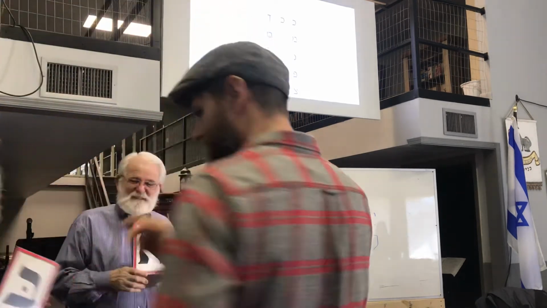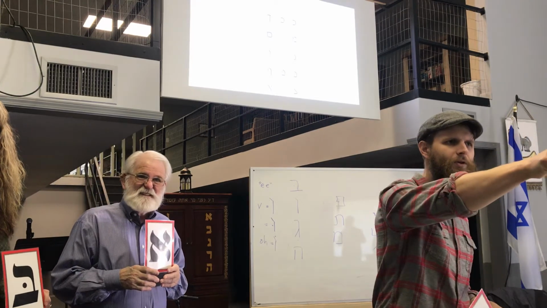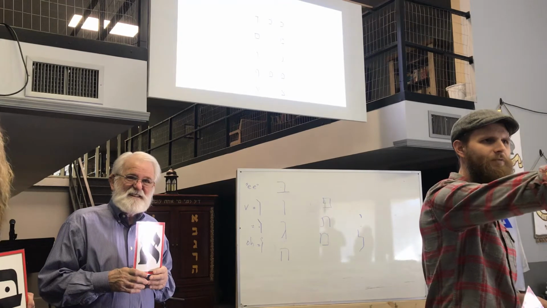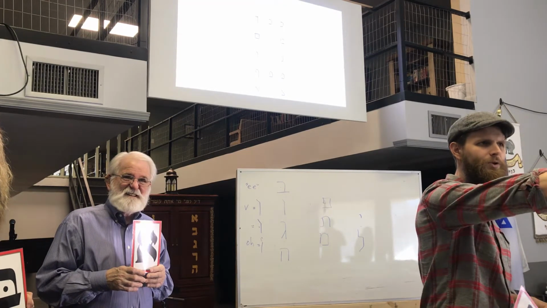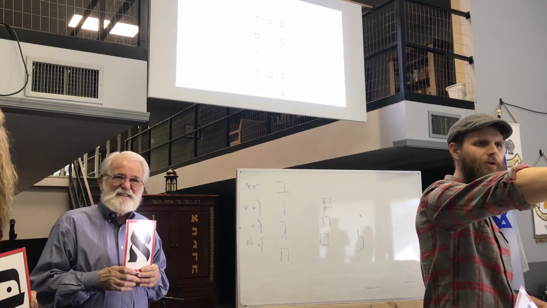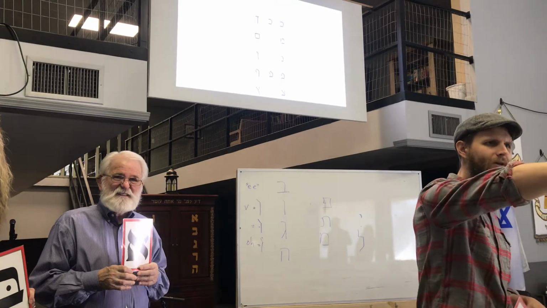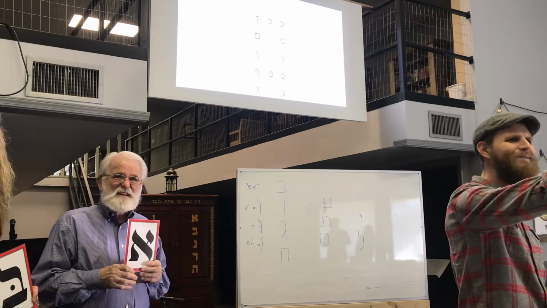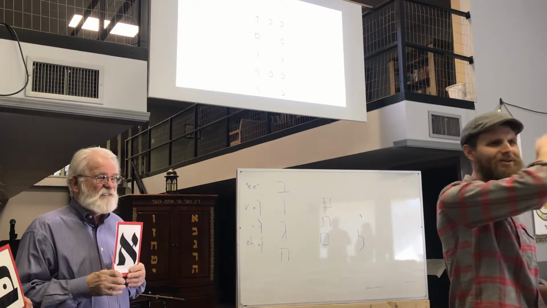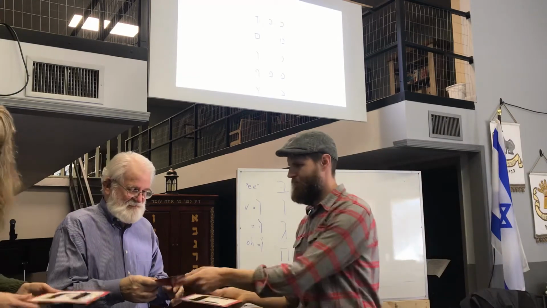Let's see. We got Aleph, Beit, Gimel, Dalet, Hey, Vav, Zayin, Chet, Tet, Yud, Kaf. Uh-oh. No, we got one out of order. Kaf, Lamed. Kaf, Lamed, Mem. So, Caleb, you're going to be over there next to Kaf. Lamed, Mem, Noon, Samech, Ayin, Peh. Now it's in order. Tzadi, Kuf, Resh, Shin, Tav. Good job. All right. You guys want to pass all your cards down this way?